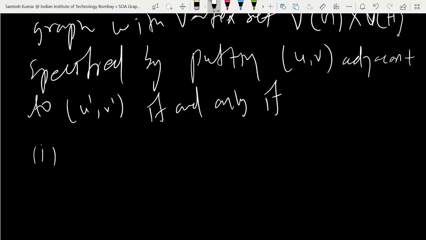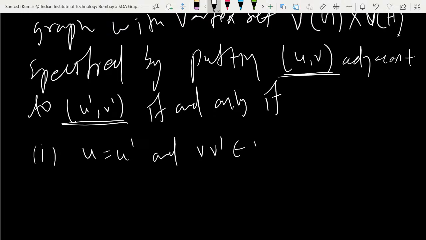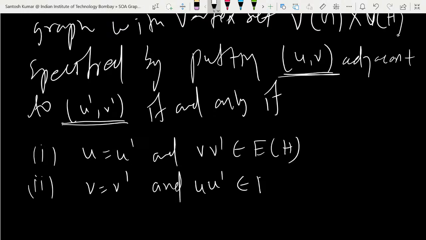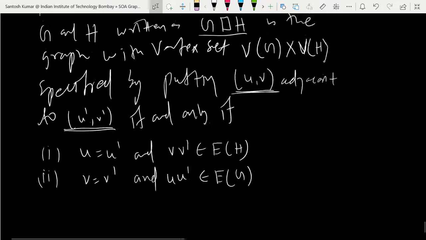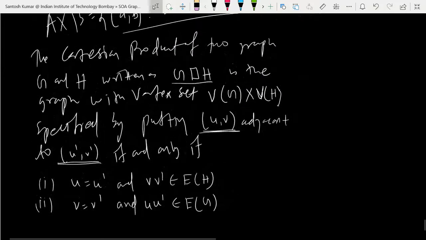So the first thing is, in the Cartesian product graph, (u, v) will be adjacent to (u', v') if and only if the condition holds: suppose u is equal to u', meaning the first coordinates of both ordered pairs are equal, then in that case v v' will be an edge of H. And second, if v is equal to v', in that case u u' will be an edge in G. Okay, this is the definition. I will verify this by one example.